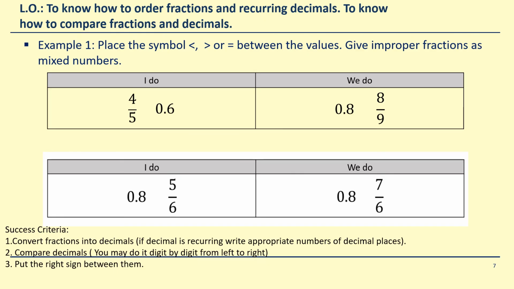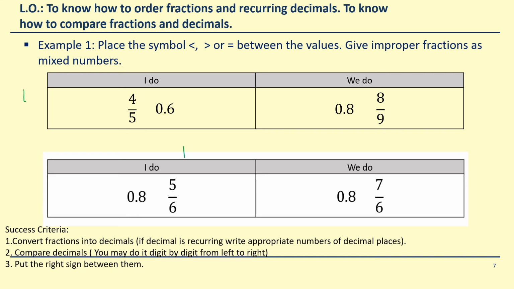So now we are going to move on to our second learning objective, which is to know how to compare fractions and decimals. So comparing them means placing the right sign between them, so if it's smaller, larger, or equal. And it also asks us to give improper fractions as mixed numbers. Okay, so in here we've got proper fractions in I do. So how to do it? Convert fractions into decimals. If it's recurring, write an appropriate number of decimal places.